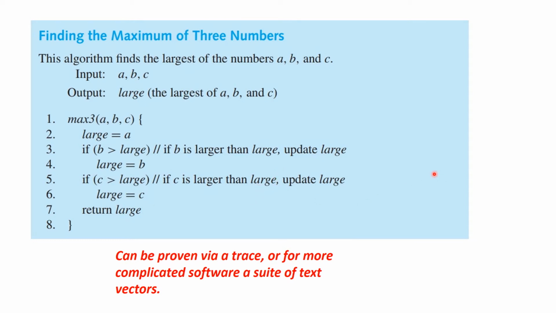Now this can be proven via trace, taking examples, or more generally, as I said, a suite of test vectors. A suite of test vectors, however, does not really prove something unless it's an exhaustive suite, which in a complicated situation is often difficult to come by.